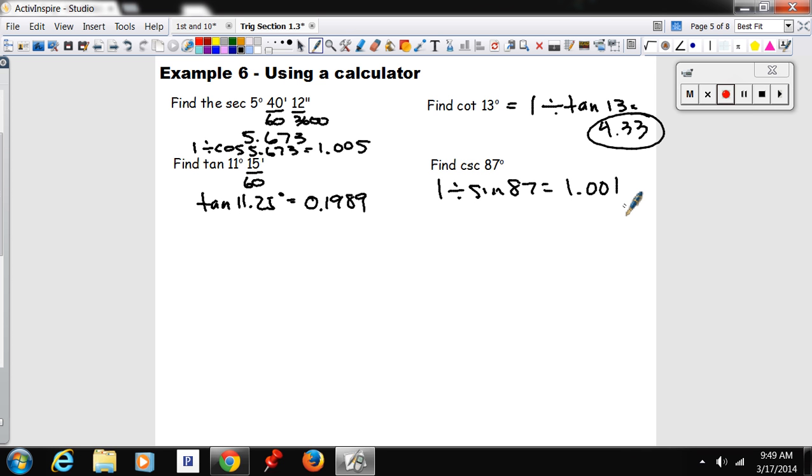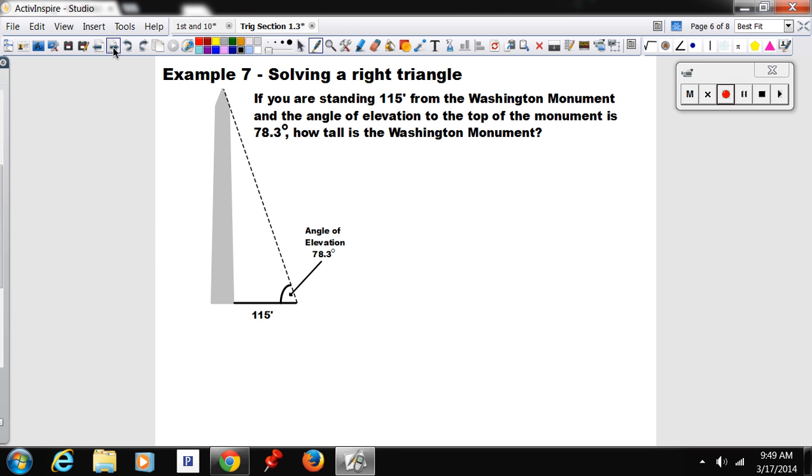Okay, there's a couple left. They're short ones, so let's see if I can get those done really quickly. You're standing 115 feet away. Your picture's right here. From the monument, your angle is 78.3 degrees. You want to find out how tall that is. Which trig function would I use here?